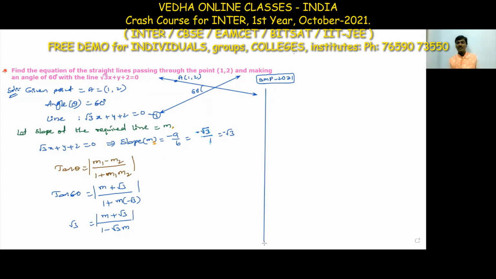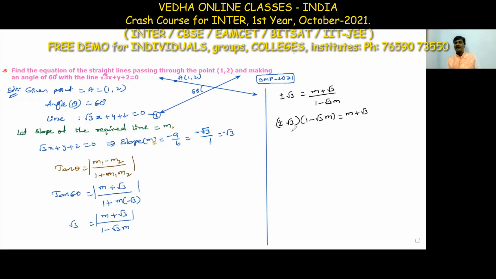If you want to remove the modulus symbol, by removing it we get plus or minus. So we get √3 equals plus or minus (m plus √3) divided by (1 minus √3 m). Just take this to the right side. Then plus or minus √3 into (1 minus √3 m) is equal to m plus √3.